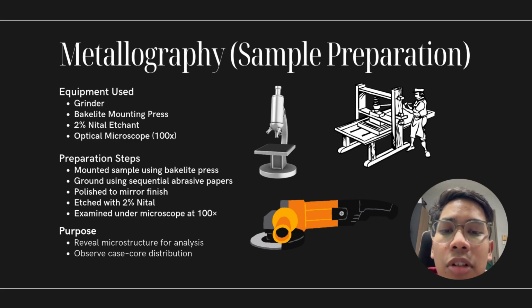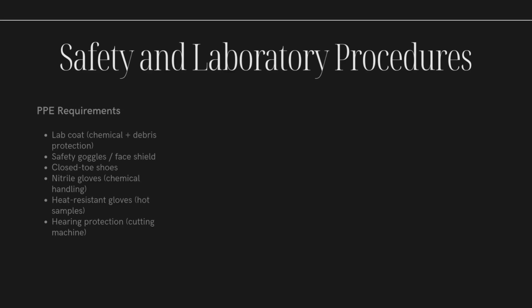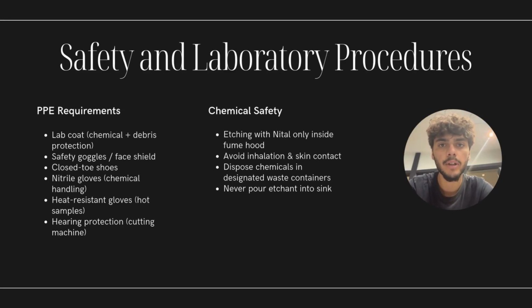In this part of the report, I will explain the safety and laboratory procedures that must be followed during metallography, tensile testing, and hardness testing. First, personal protective equipment is essential. We must always wear a lab coat to protect against metal debris, safety goggles to prevent flying particles during grinding or cutting, closed-toe shoes, and specific gloves.